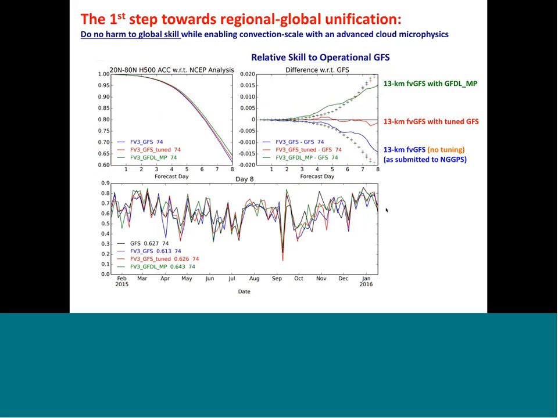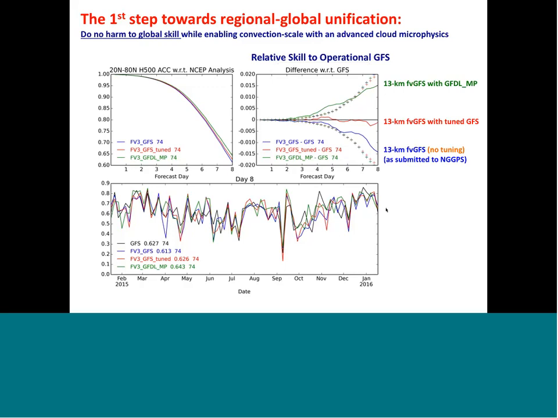Okay, the first step toward regional-global unification, as I already mentioned, is that you want to have a physics package, not just a dynamical core. Yes, we can go hydrostatic, we can go very high resolution, but that's just the dynamics. You also have to have the corresponding physical parameterization package. So we try to make GFS applicable to all scales. The first step, changing the cloud microphysics, is the most important step. And the rule of thumb: do not harm the global prediction while doing it.